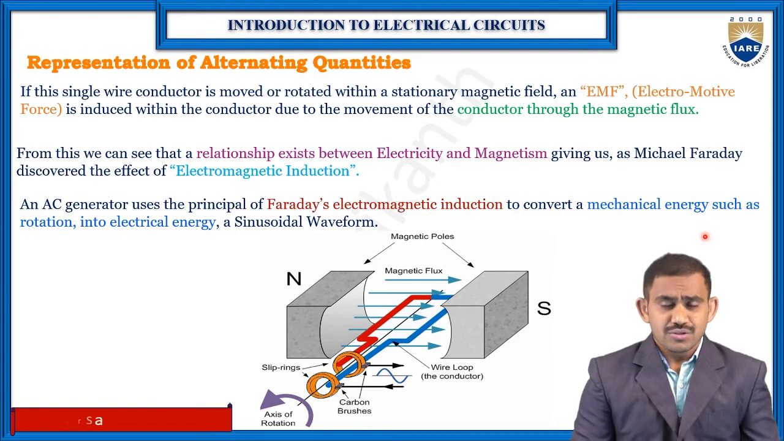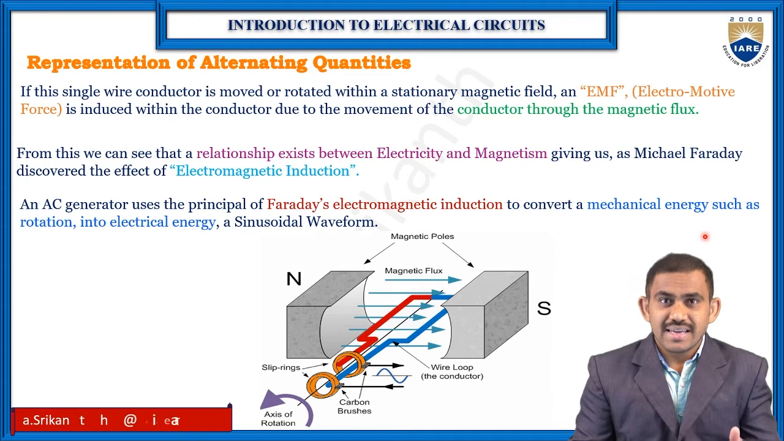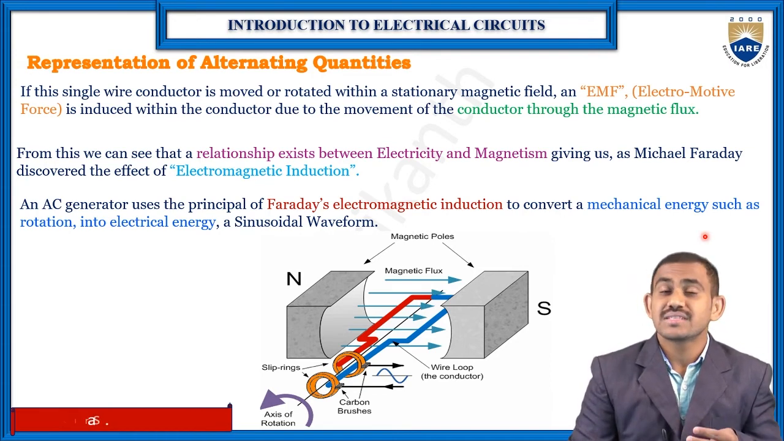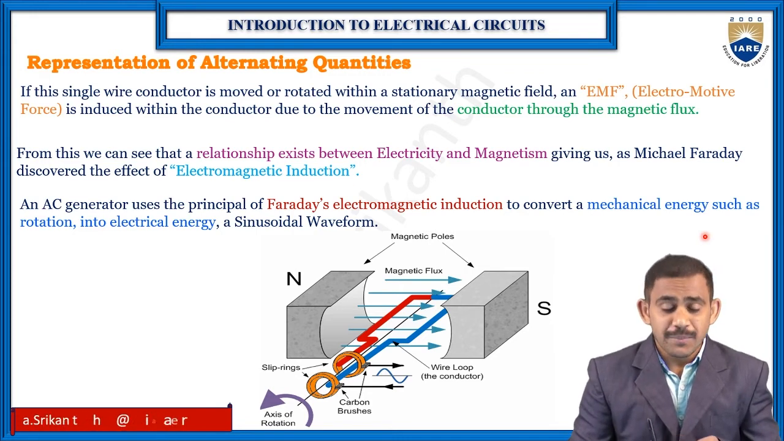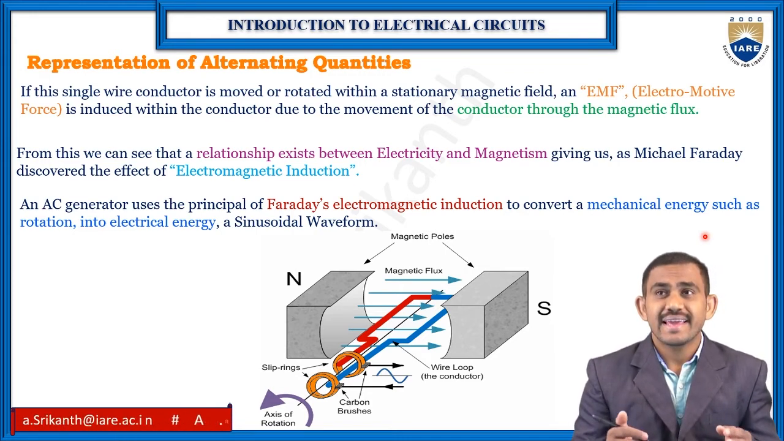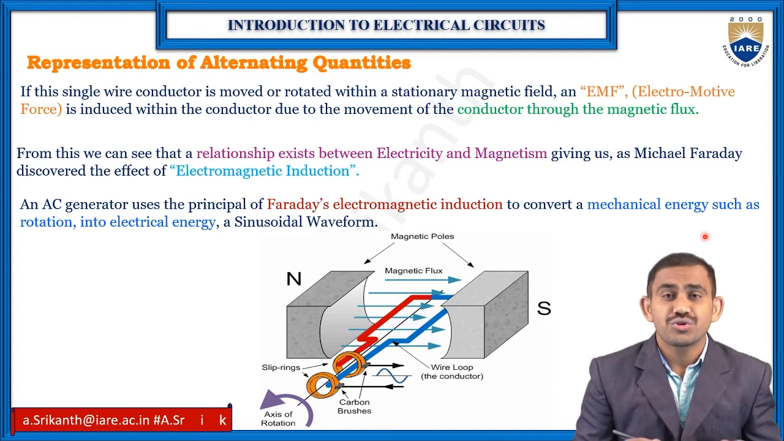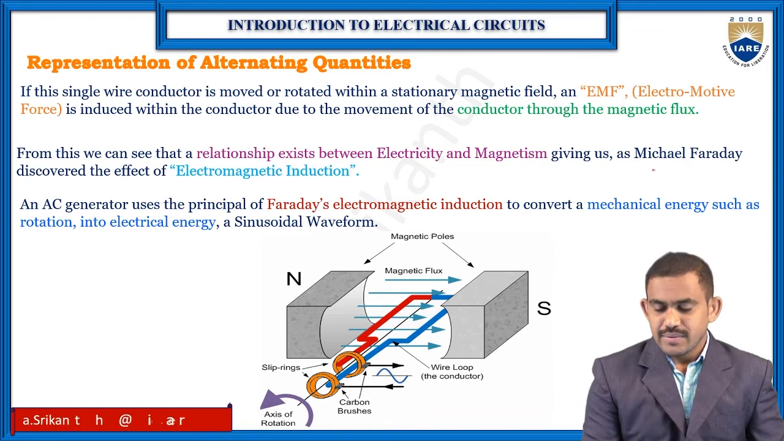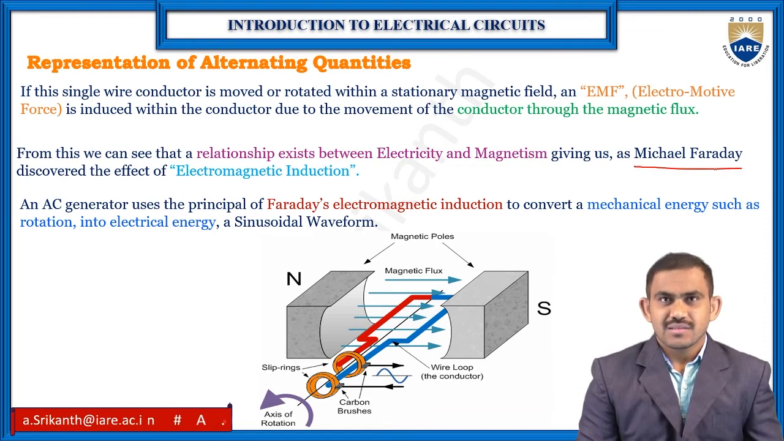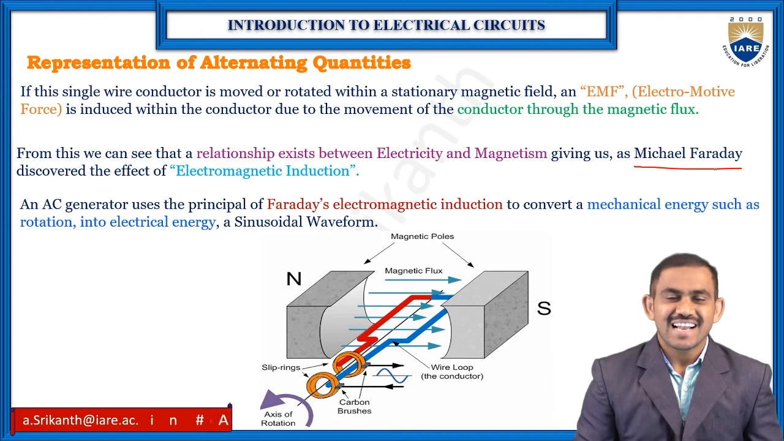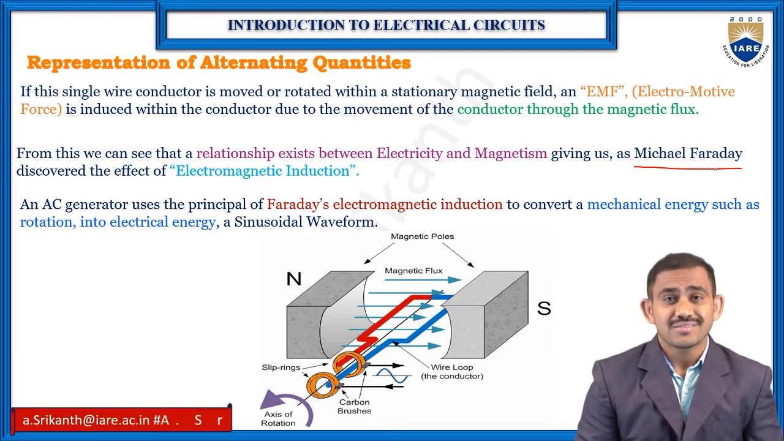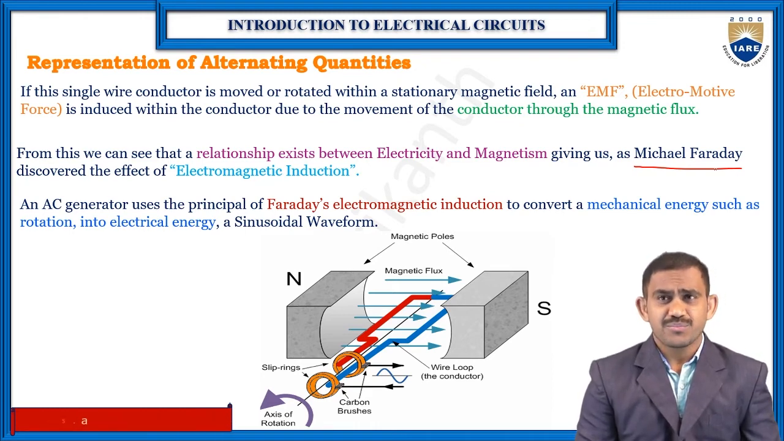Just observe now. In a magnetic field, we rotate one coil or a single wire, and we get some electromotive force, EMF. That was discovered by Michael Faraday. We know that is Faraday's electromagnetic induction, where mechanical energy is converted to electrical energy in the form of rotation. Here you can observe the figure.